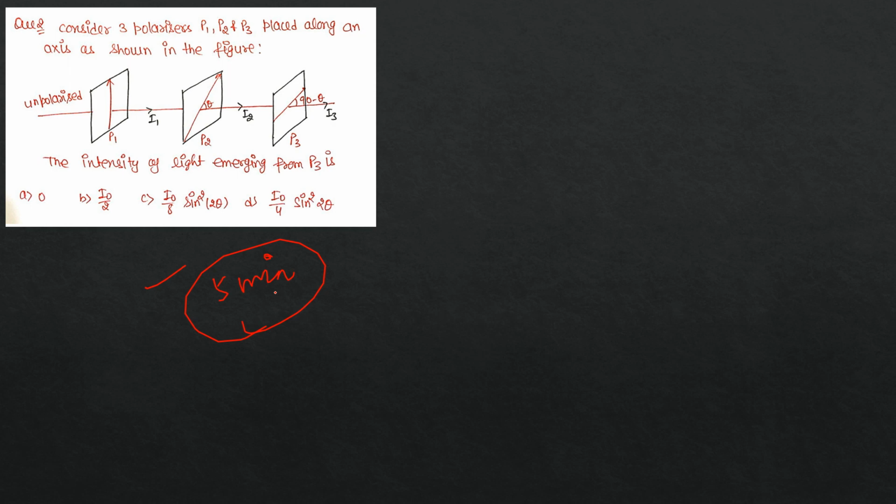So consider three polarizers P1, P2, and P3 placed along an axis as shown in the figure. Unpolarized light is going in. So the first wave, the one that is coming through here, I1, will be I naught cos square theta, isn't it?